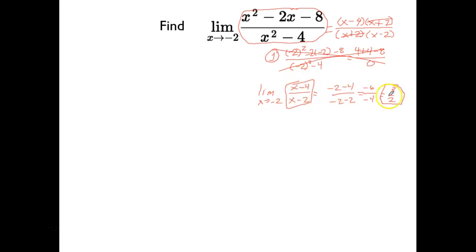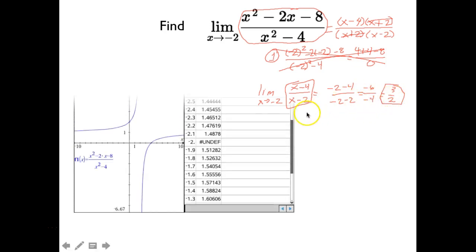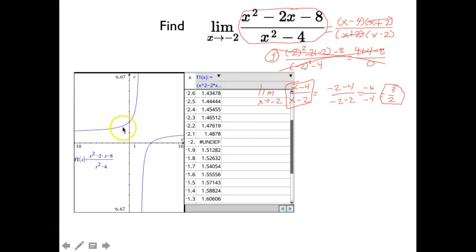I can plug in -2 and see where it was approaching from the left and the right. And let's look at a graph of that. Okay, from the left, we were talking about at -2, right? That means right here about this value. Okay, from the left, we are approaching about 1.5, which is the same as 3/2. From the right, we're approaching the exact same thing, about 1.5.